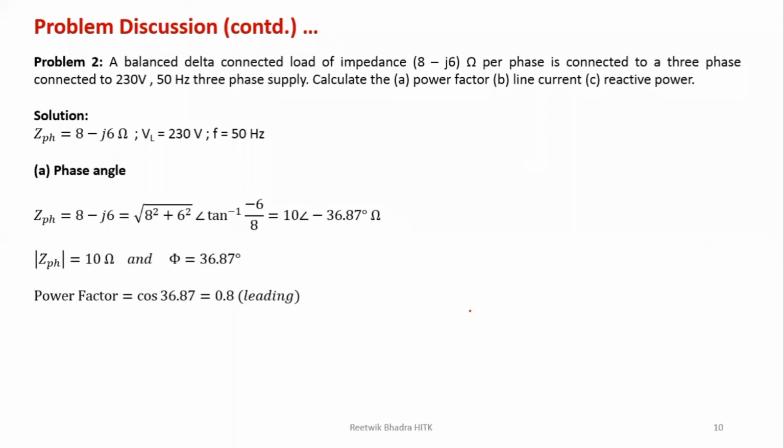Okay, so next problem. Here I have taken a delta connection. Earlier I showed you a star; this second problem is by delta. The load is 8 minus J6. From here you can understand this is R minus JXC, so it is a capacitive load per phase connected to the 3-phase supply.